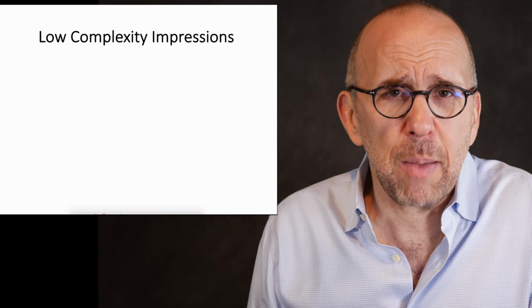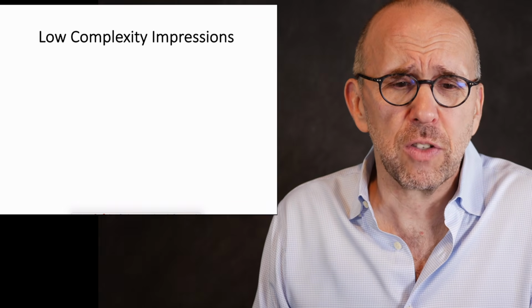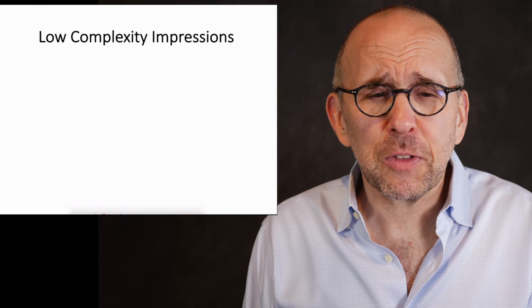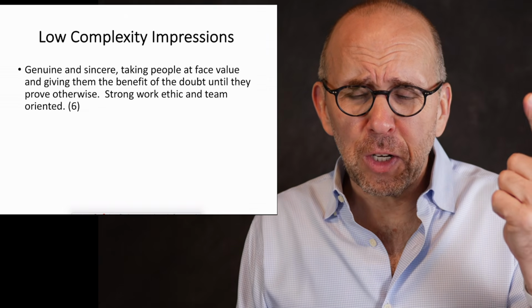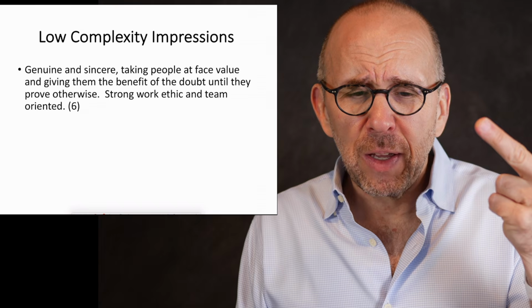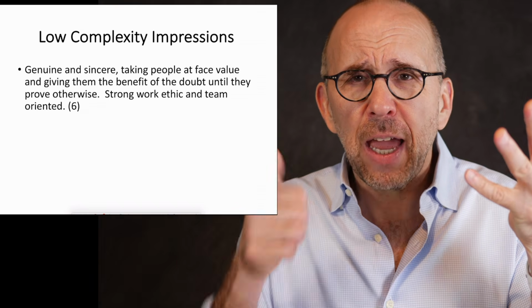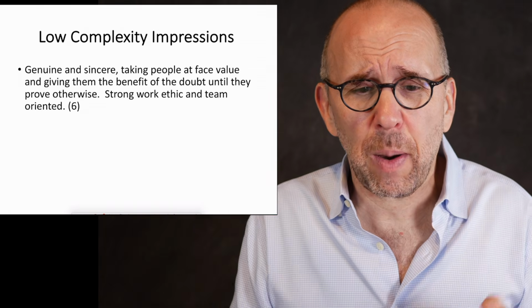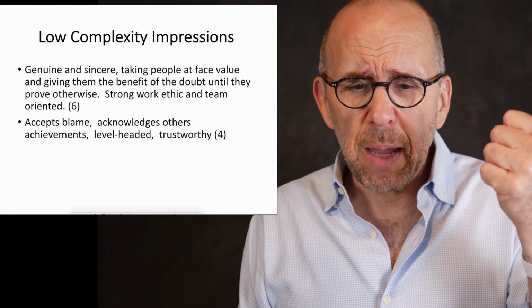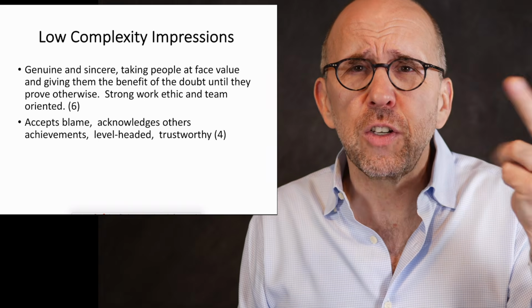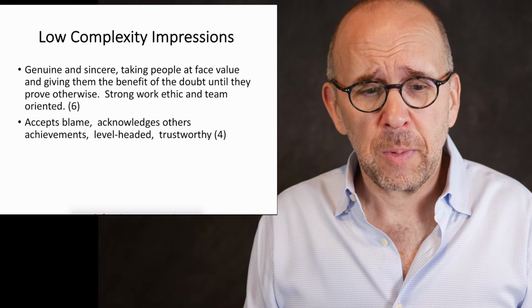I want to give you some examples of low and high complexity impressions. So here are some low complexity impressions. Genuine and sincere, taking people at face value, and giving them the benefit of the doubt until they prove otherwise. Strong work ethic and team-oriented. That's 6 dimensions for representing that person. Accepts blame, acknowledges others' achievements, level-headed, trustworthy. That's 4 dimensions. Good listener.